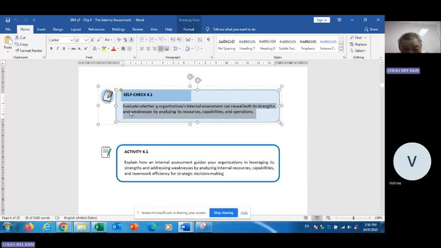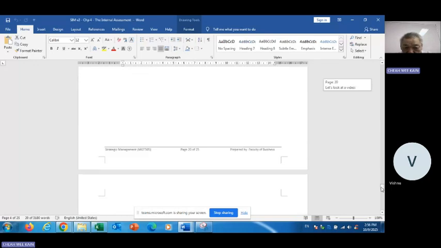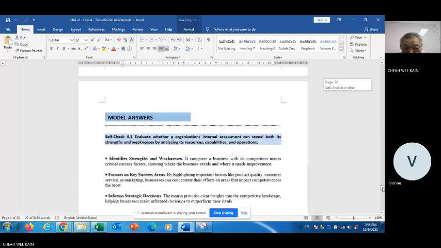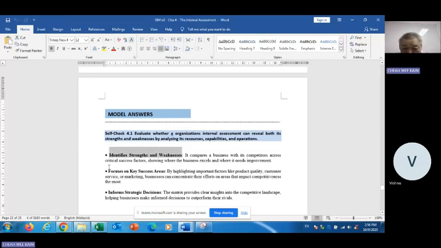Okay, so how do you evaluate? So let's look at 4.1. So at the bottom, same. It will help you to identify your strength and weakness. You will focus on your key success areas. What are the key success areas? Those areas that you got a lot of strength. Okay. Next, inform this strategic decision.